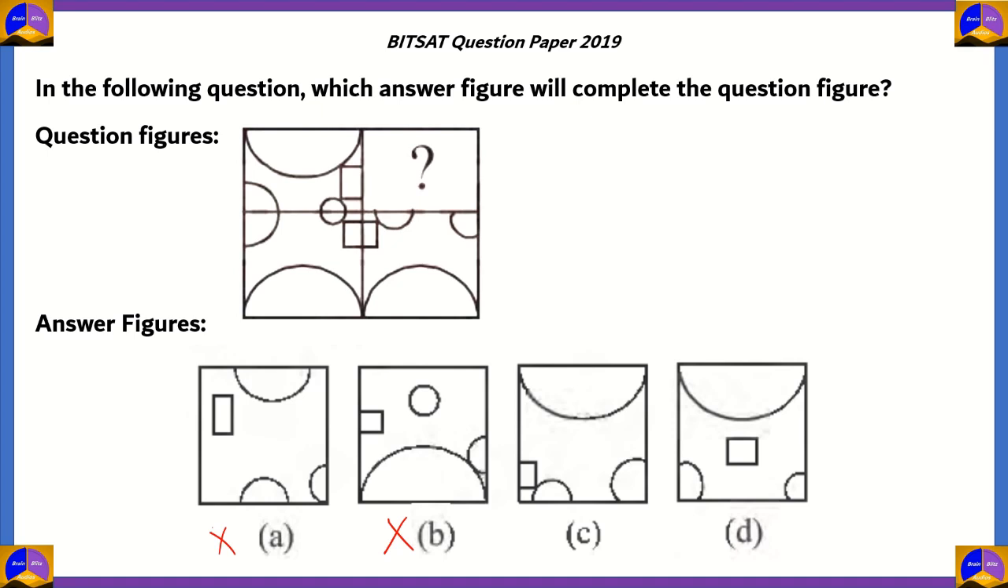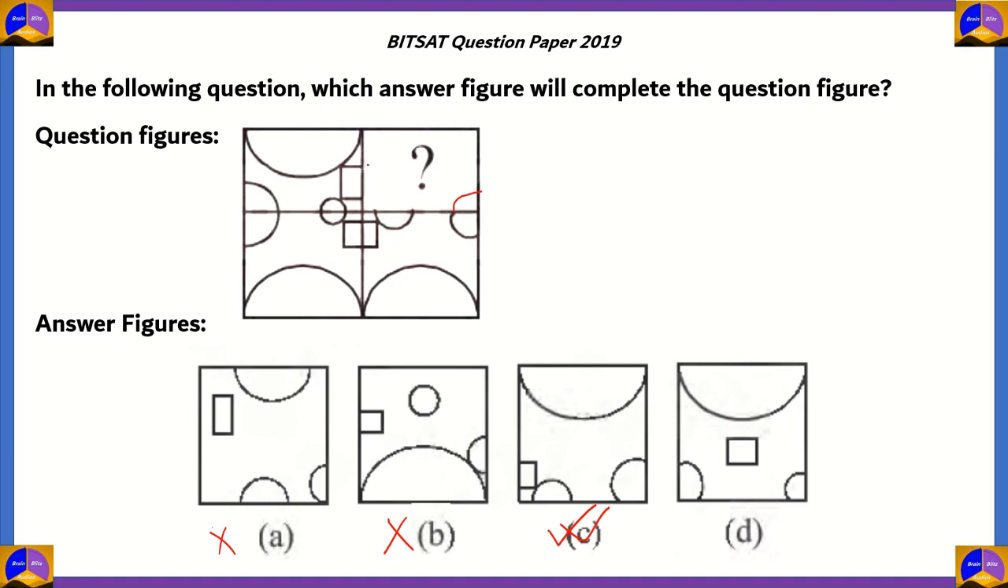You can see that option C has that semicircle, and it also completes the quadrant which is present on the top right corner of the bottom right tile, and it completes that quadrant to form a semicircle like this. So option C must be the correct tile.